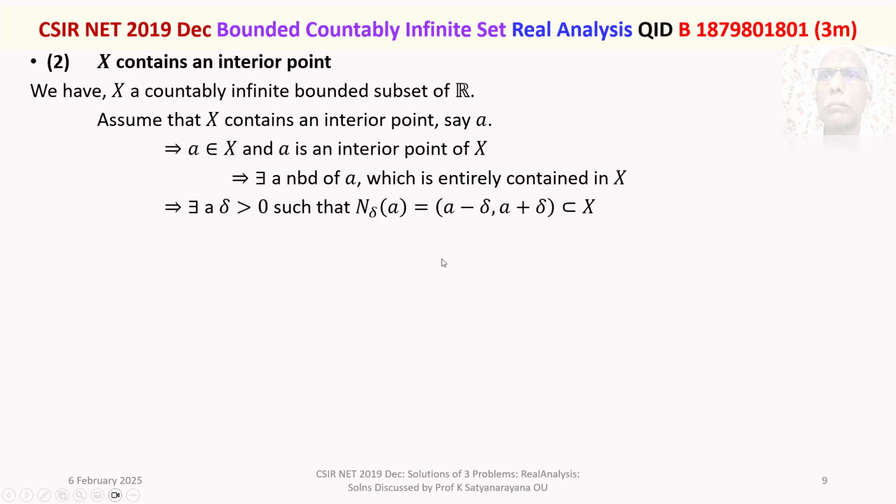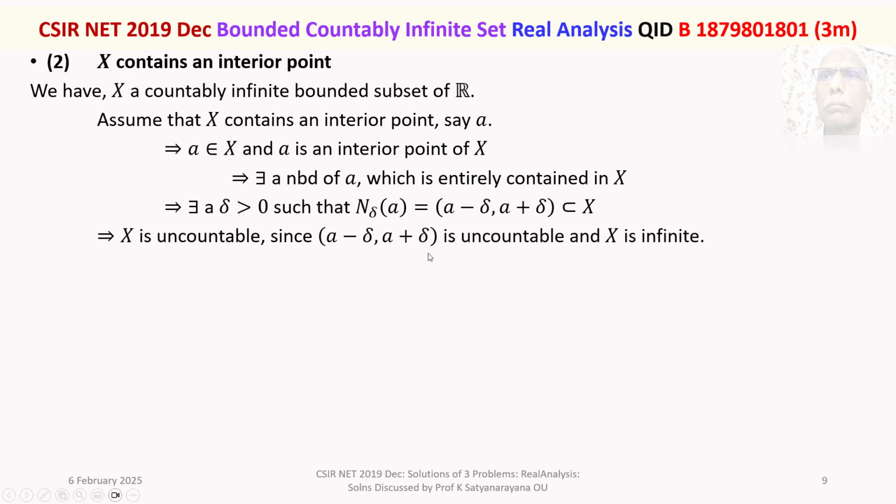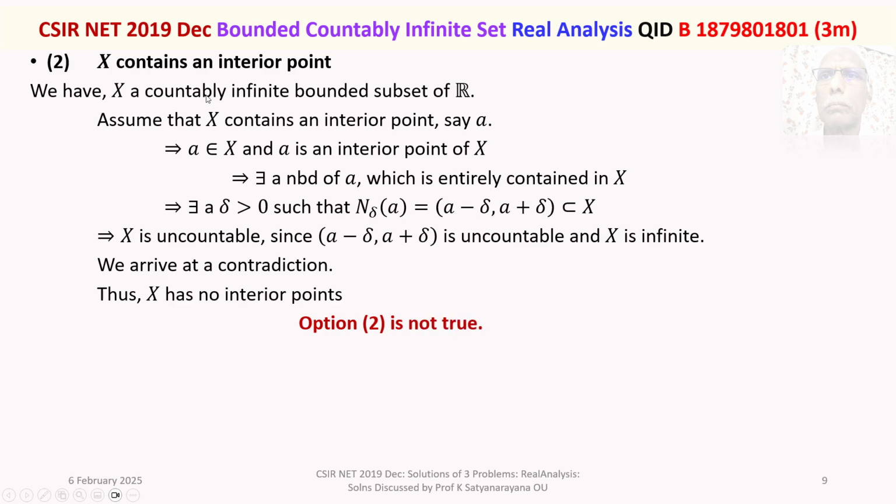Therefore, X is uncountable, which is a contradiction to the fact that X is a countably infinite set. X is uncountable because the open interval a minus delta to a plus delta is uncountable. We arrive at a contradiction. So, our assumption is not true. Thus X has no interior points. So, option 2 is not true. It says X contains an interior point. It doesn't.